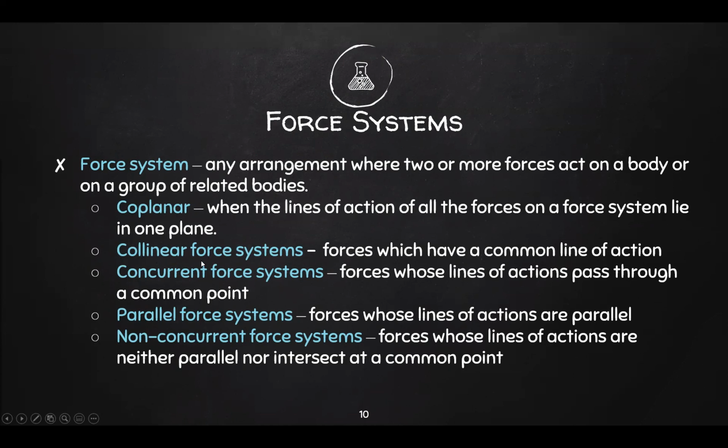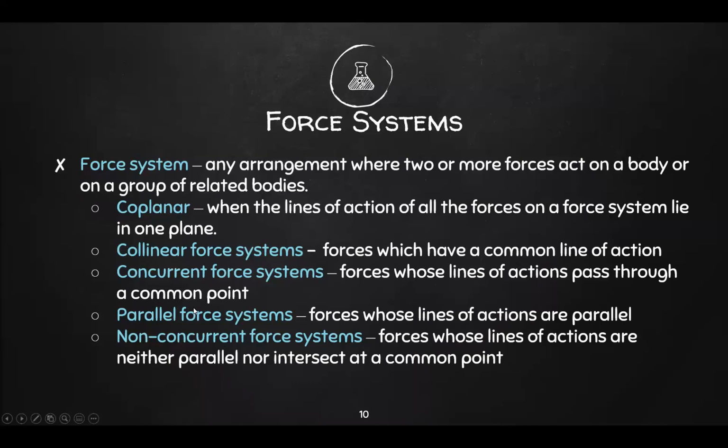Next, we have collinear force systems, forces which have a common line of action, hence collinear, same line. Next, concurrent force systems, forces whose lines of action pass through a common point. All of them intersect. Parallel force systems, forces whose lines of action are parallel, self-explanatory. And then lastly, we have your non-concurrent force systems, forces whose lines of action are neither parallel nor intersect at a common point. Now, for this, non-concurrent force systems, some of the forces may intersect, some of them may be parallel, but not all. Okay?